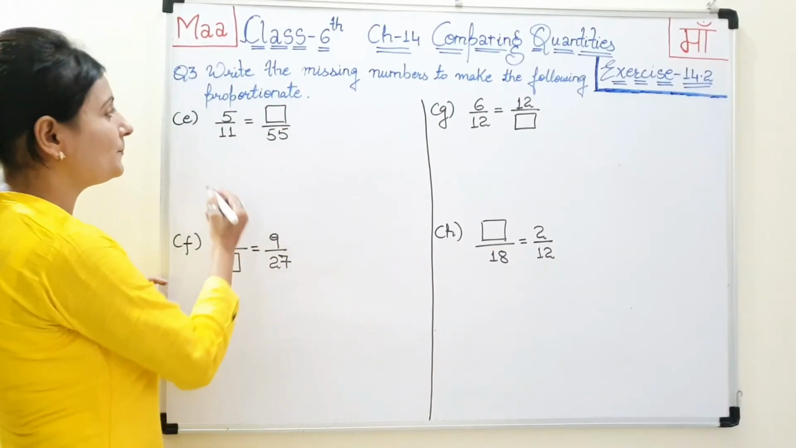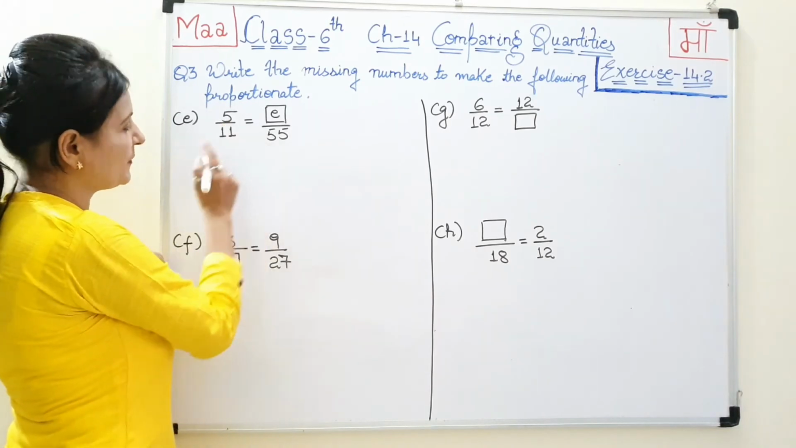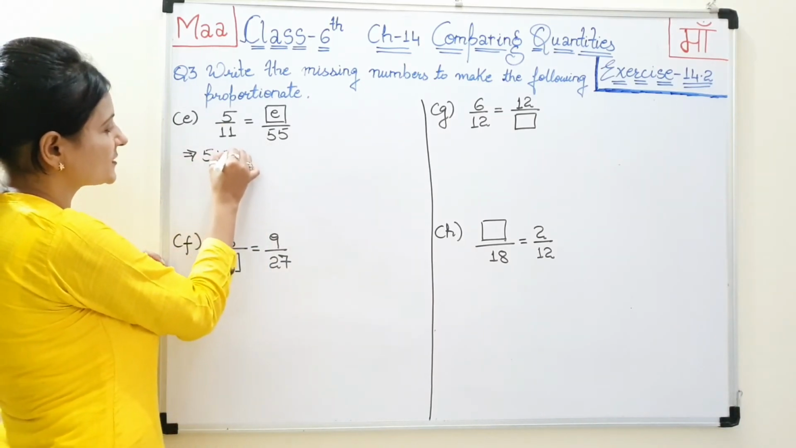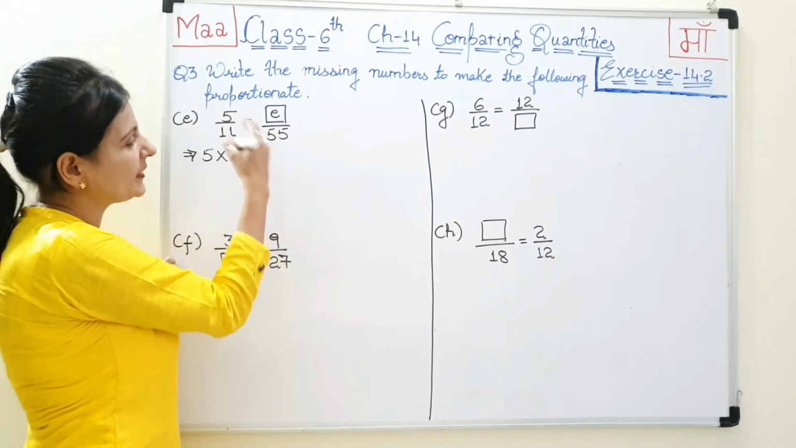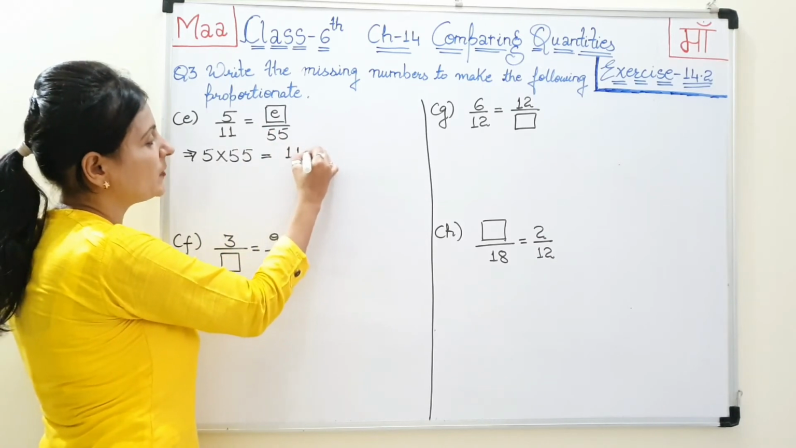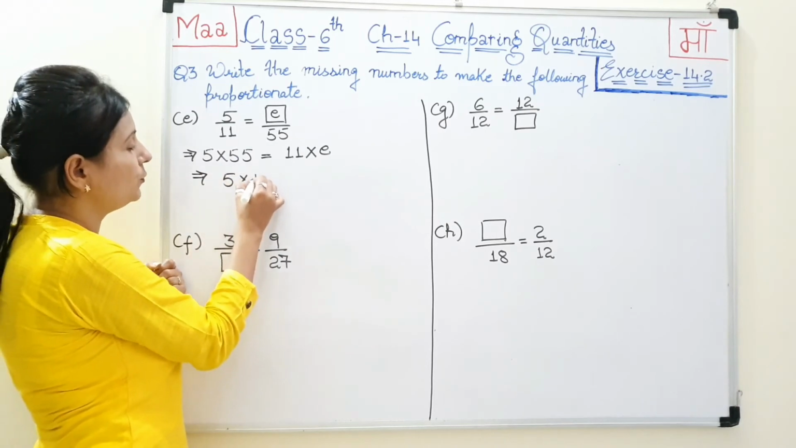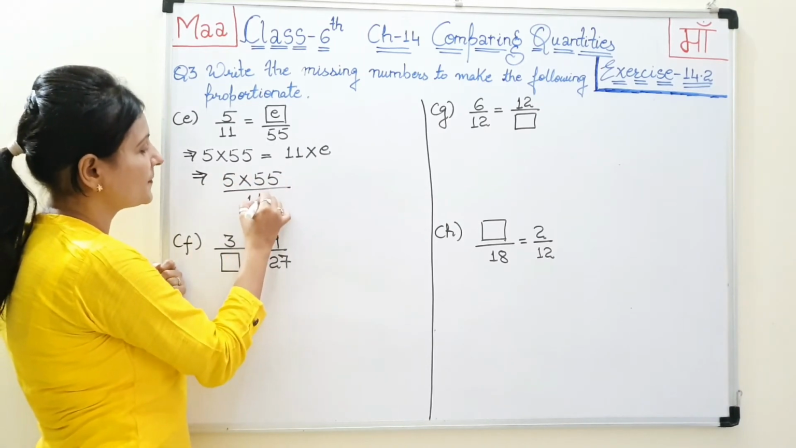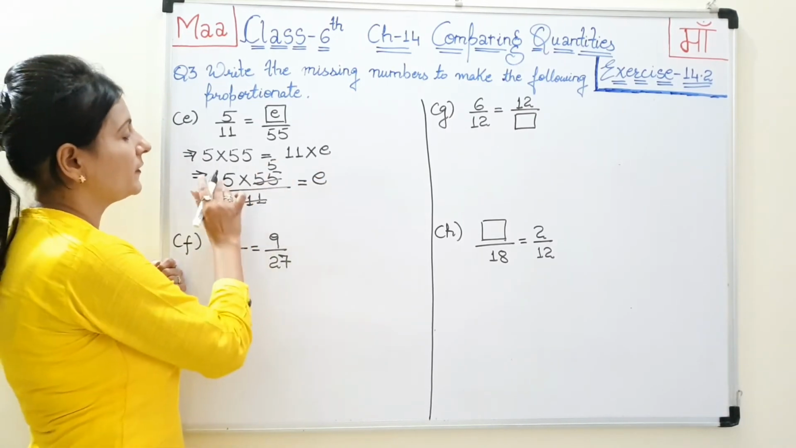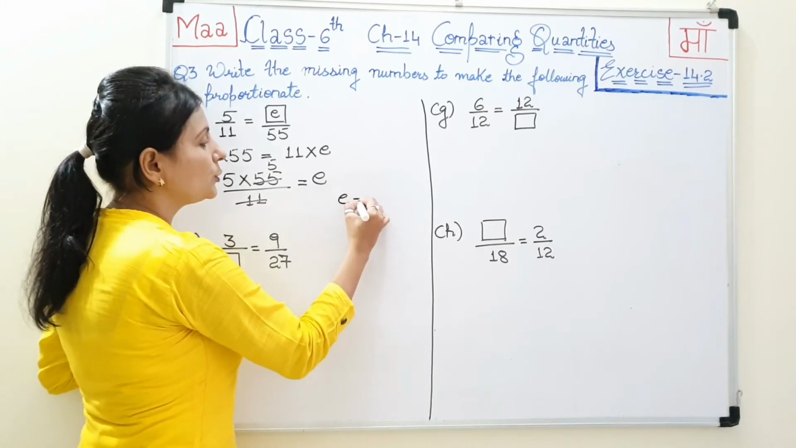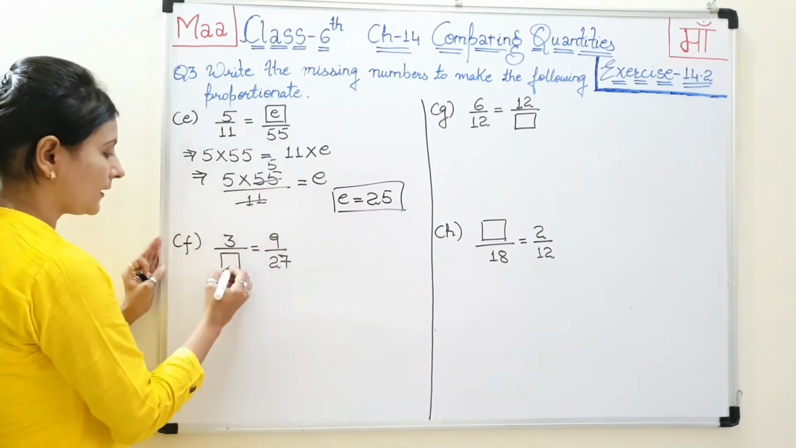Yes students, now e part. The missing variable here will be e. First step, you will cross multiply it. So 5 will be multiplied by 55, which will be shown towards the left hand side, and remember, first of all you will begin from this side. So 5 will be multiplied by 55 and on the other side 11 will be multiplied by variable e. Now in the next step, this 11 will come under 5 into 55 in division, so 11 will come here and variable e will remain that side. So 11 1s are 11, 11 5s are 55, then 5 into 5 is equal to 25. So the value of e part is 25.